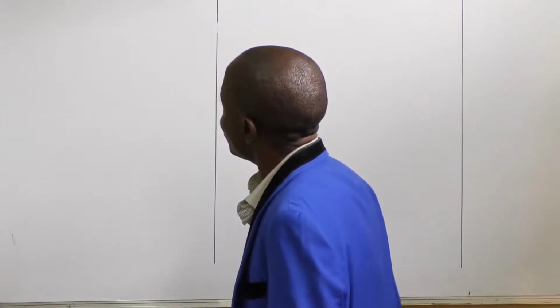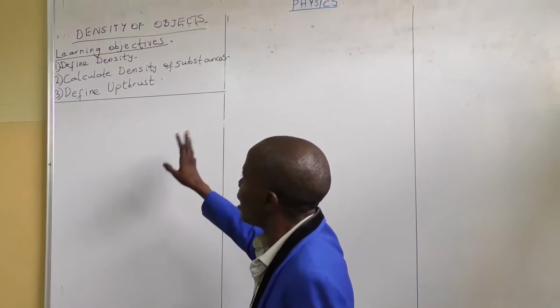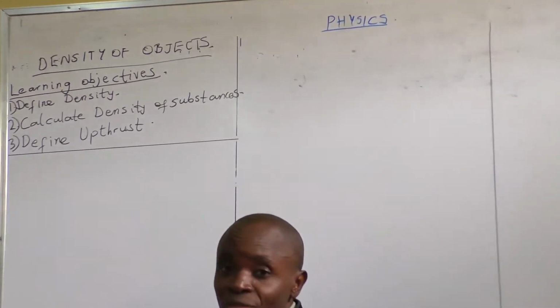Now, to the topic we have today, density of objects. We want to define density, calculate density, and then we define upthrust.